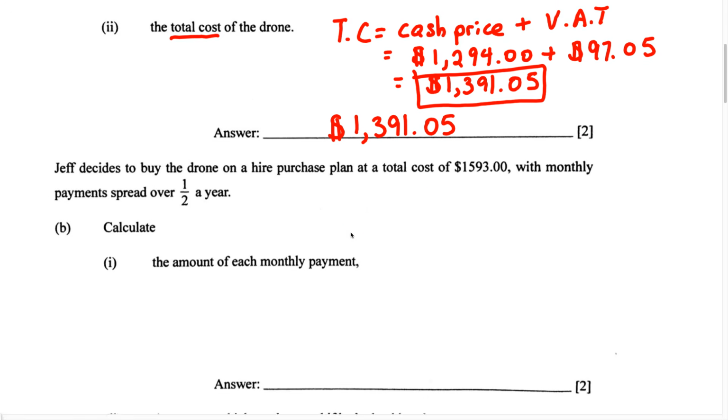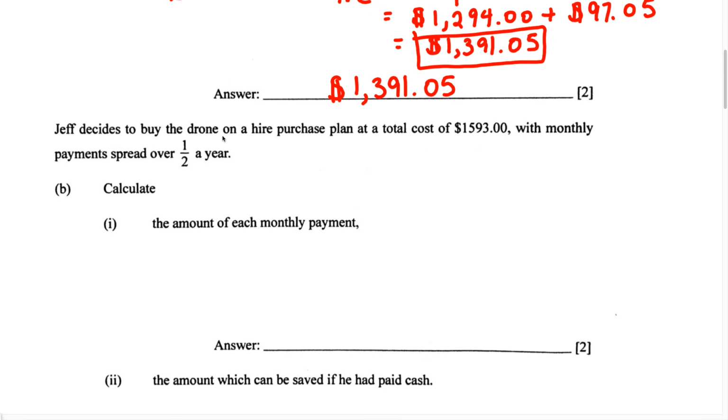Okay, now it says Jeff decides to buy the drone on a hire purchase plan at a total cost of $1,593, with monthly payments spread over a half a year. Part B. Calculate, the first part of B, the amount of each monthly payment. Now we know anytime we see this word hire purchase, he's going to end up paying more using a hire purchase plan than if he just paid with the cash price.